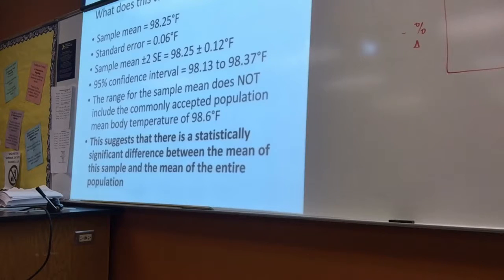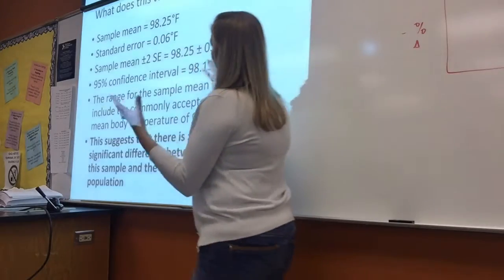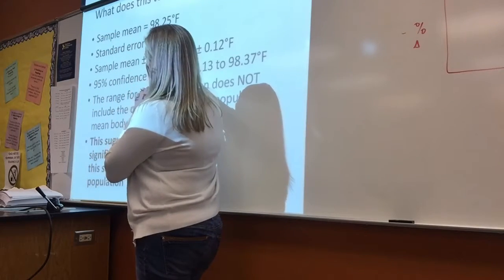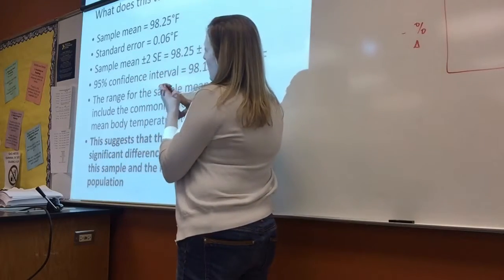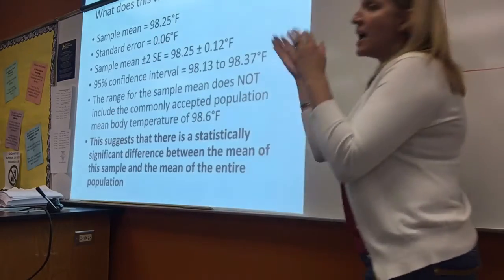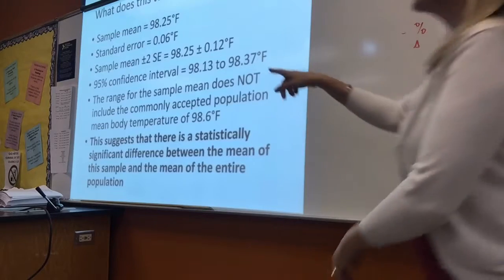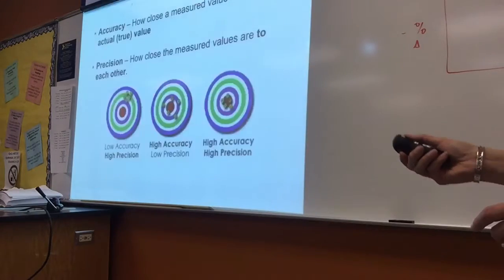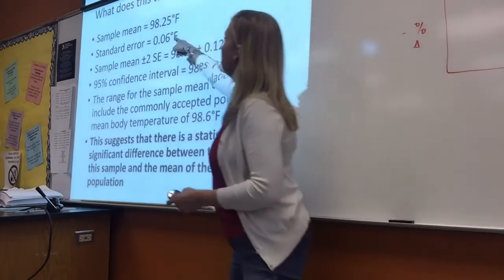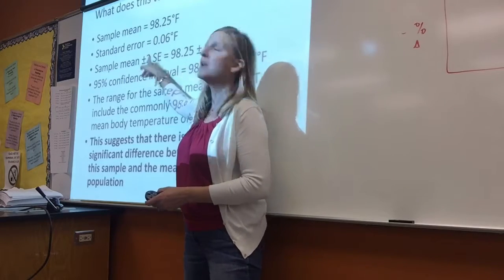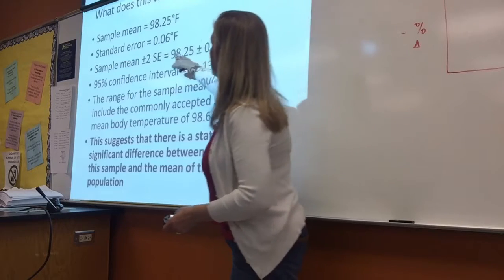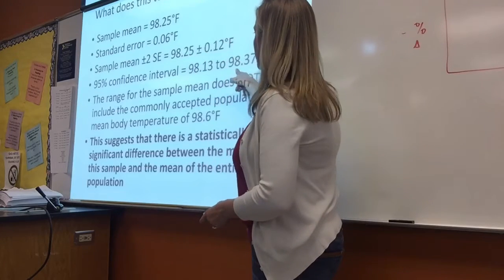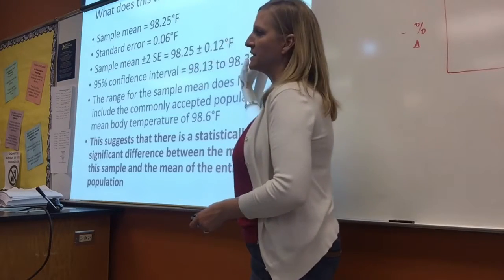What does this mean in terms of analyzing this data? For the 130 people and their temperatures, we know the sample mean is 98.25. We just figured out the standard error, which is 0.06. Therefore, the sample mean plus or minus two standard error units is where 95% of the time the data should fall. So it's 98.25 plus or minus 0.12. Notice it says 0.12, because the standard error is 0.06, but it's two standard error units, so we multiply that by two. So what does that really mean? 98.25 minus 0.12 gives you 98.13, and 98.25 plus 0.12 gives you 98.37. Therefore, it should fall 95% of the time between these numbers.